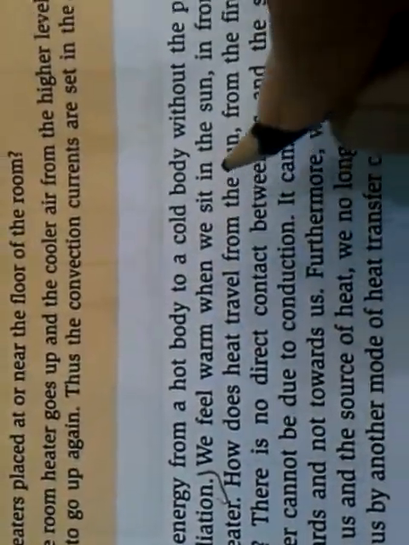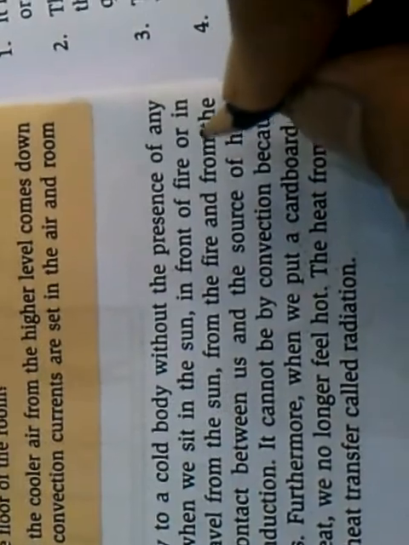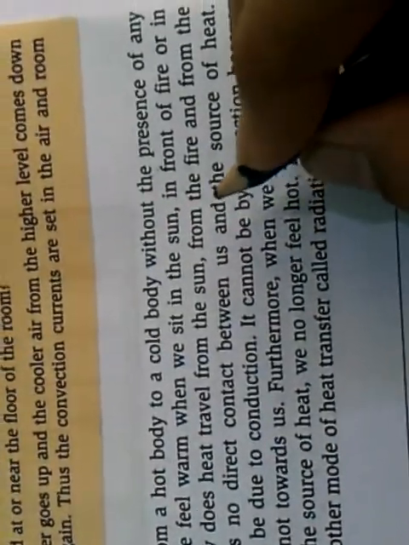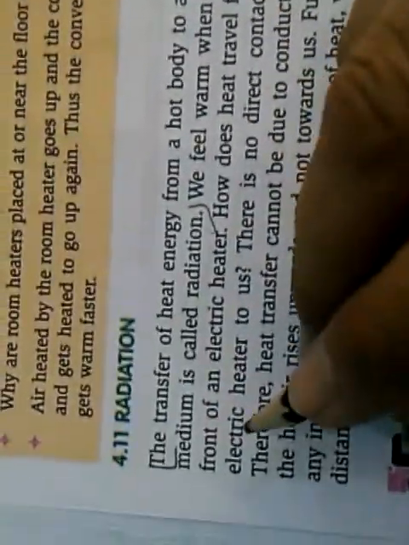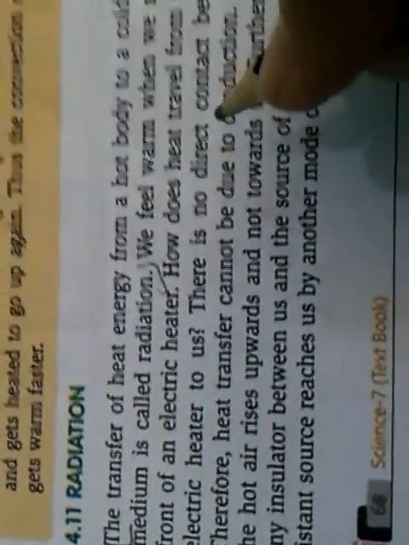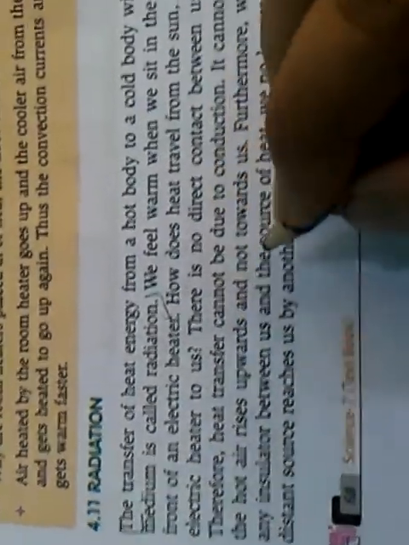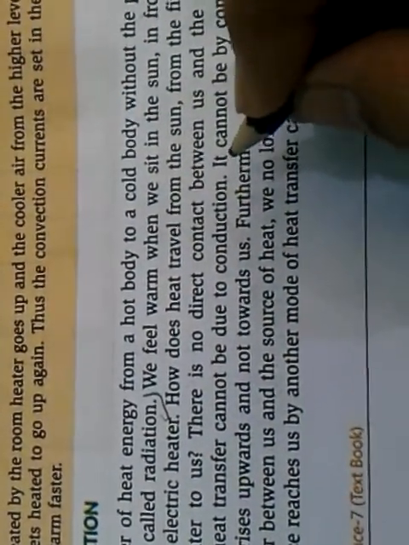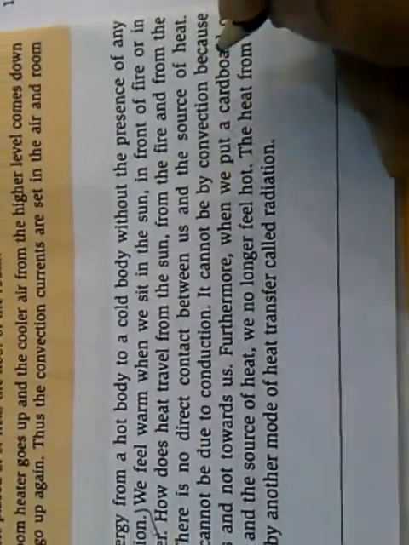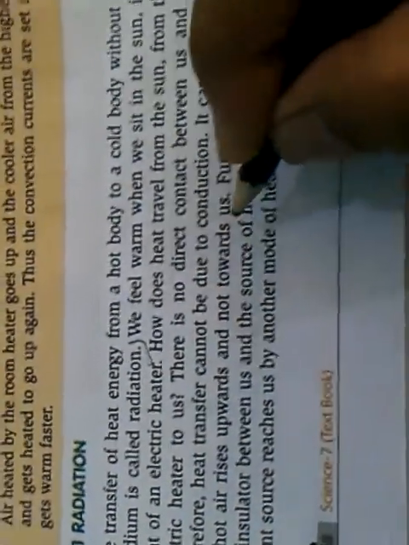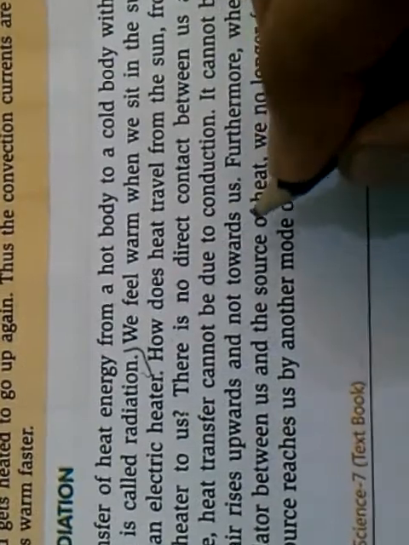We feel warm when we sit in the sun, in front of the fire, or in front of an electric heater. How does heat travel from the sun, from the fire, and from the electric heater to us? There is no direct contact between us and the source of heat. Therefore, heat transfer cannot be due to conduction. It cannot be convection because the hot air rises upwards and not towards us.